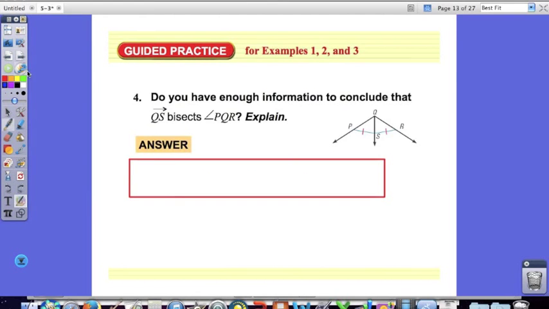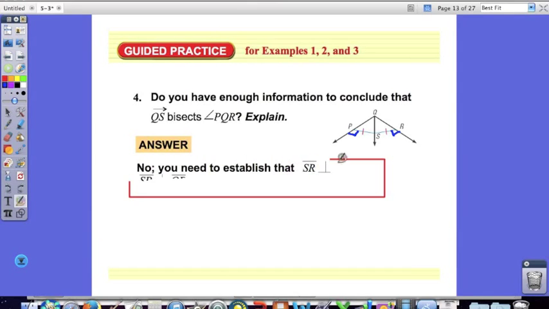Reset it. And another guided example. Another guided practice. Do you have enough information to conclude that QS bisects, even though they are marked congruent? This doesn't show, and this doesn't even look like it's a 90-degree angle. So therefore, you do not have enough information because you cannot establish that SR is perpendicular to QR, nor that SP is perpendicular to QP.